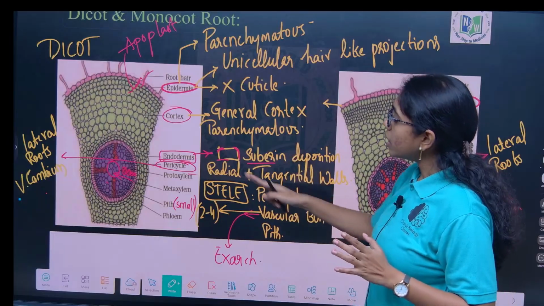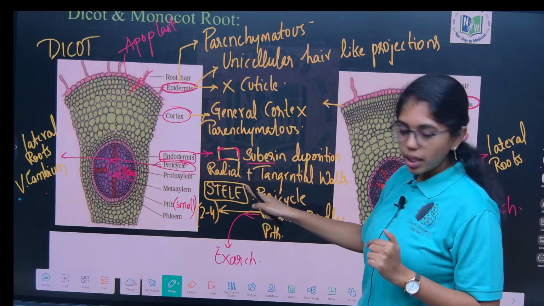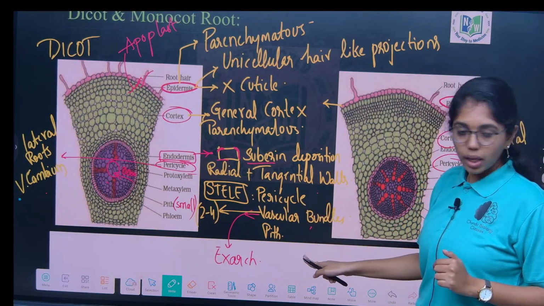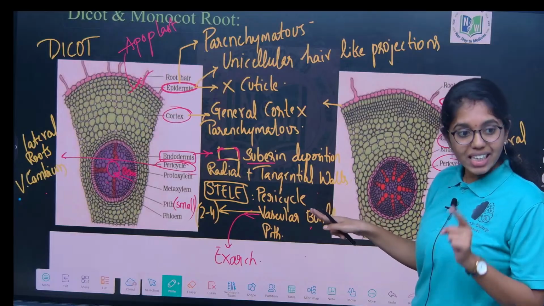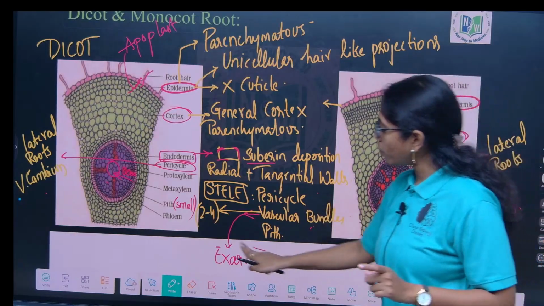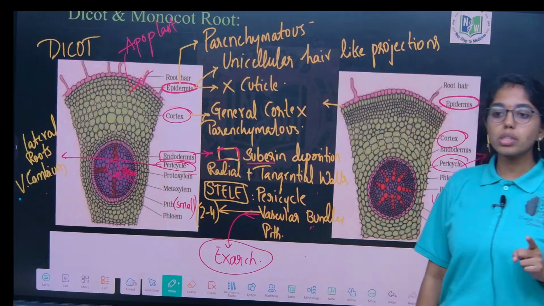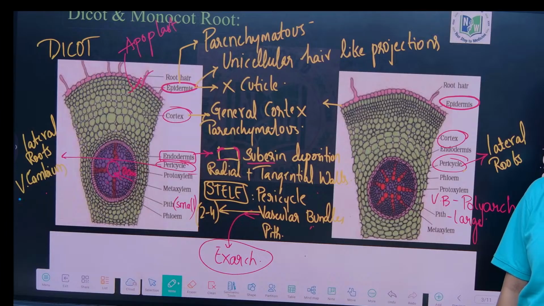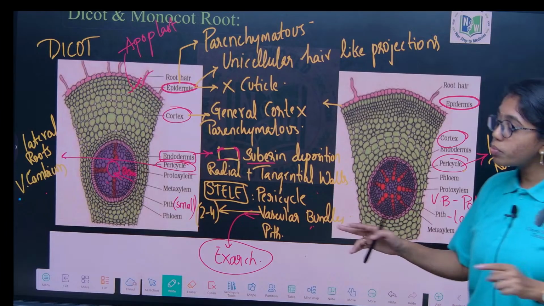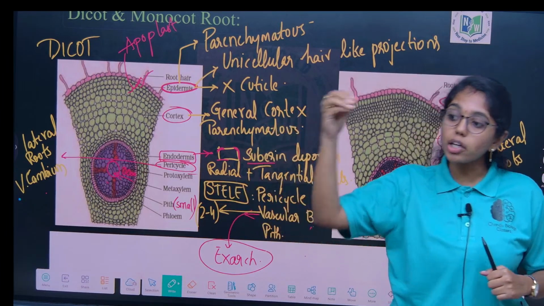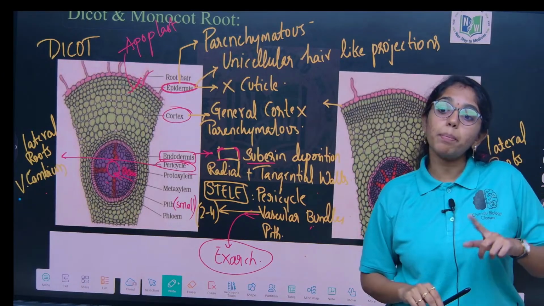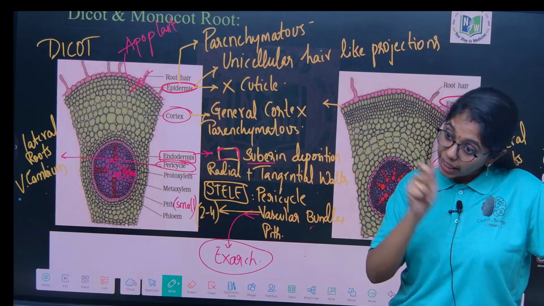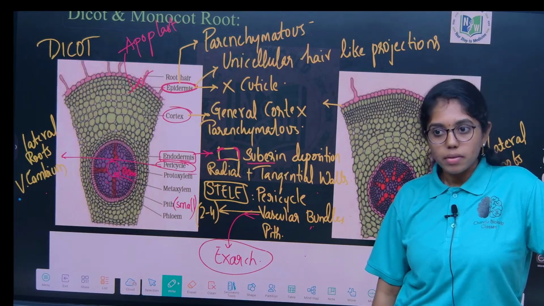Okay, and then the stele is there. Stelar region includes what? Pericycle, vascular bundles and pith. Okay, pericycle is parenchymatous, it is single layered. Vascular bundles are what mode? Exarch mode. Protoxylem is towards the periphery. Metaxylem is towards the center or pith. Okay, this mode of development from periphery to center is called centripetal or centrifugal? Centripetal. Good.